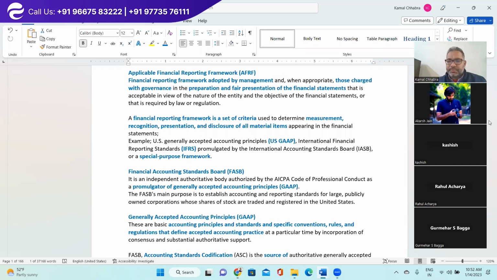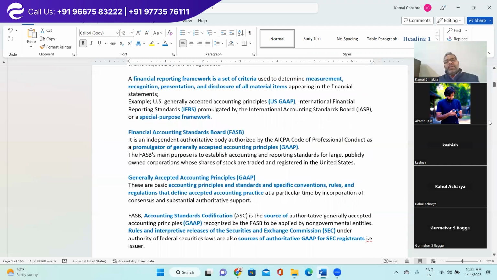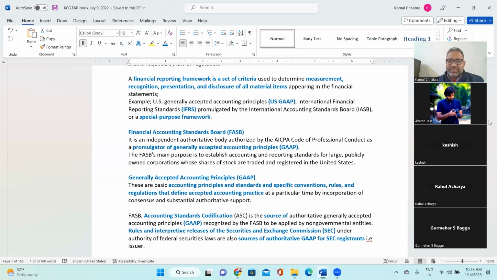Make sense? What is the applicable financial reporting framework? Everyone good? Yes, sir. So a financial reporting framework is actually a set of criteria used to determine the measurement, recognition, presentation, and disclosure of all material items appearing in the financial statement. What is measurement? Any idea what is measurement? And why is it important for the financial statement?